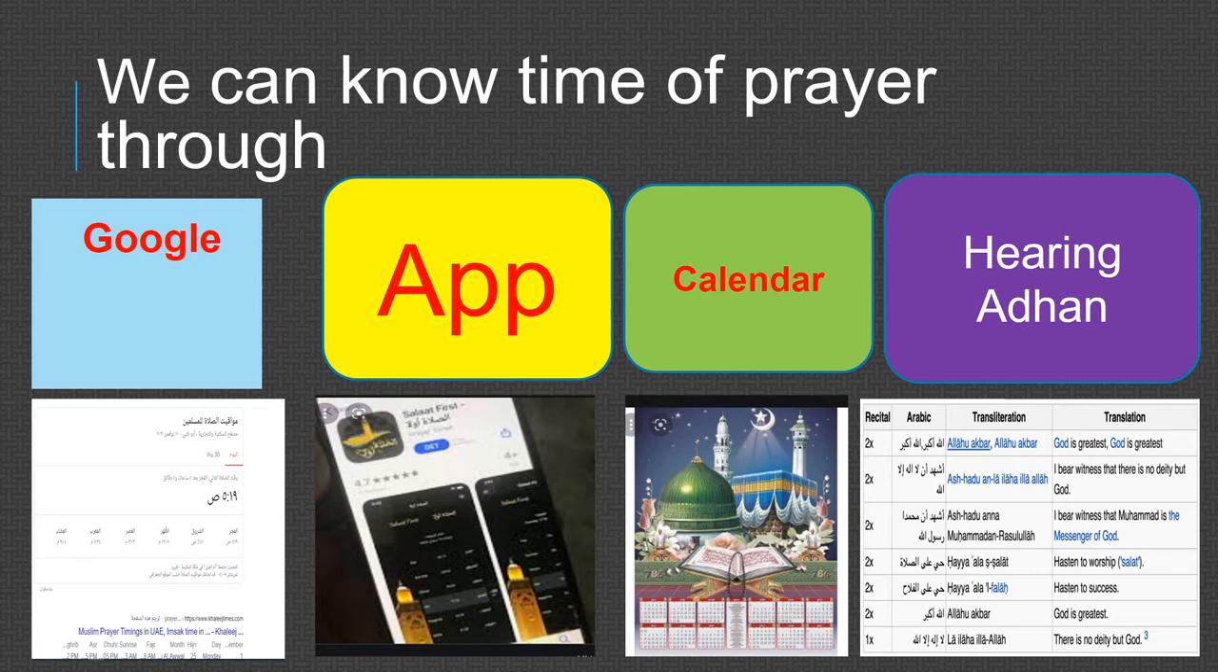The fourth, through hearing the Adhan. If I hear the Adhan through the mosque, I can know that this is the time of prayer. But also with that, I should know the prayer times, so I can identify exactly which prayer the Adhan is for.